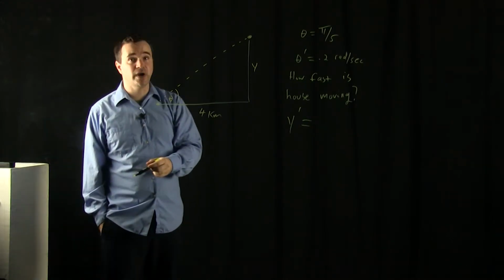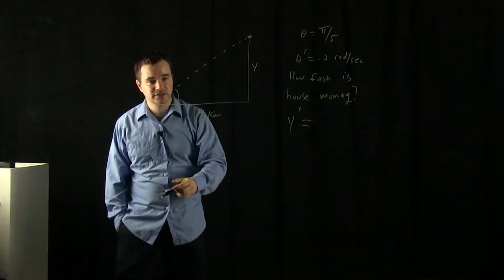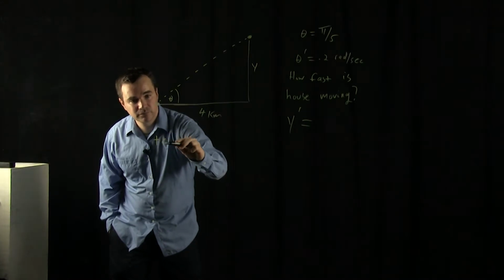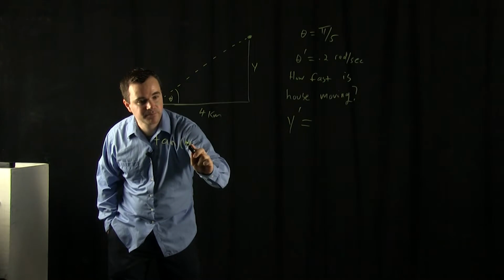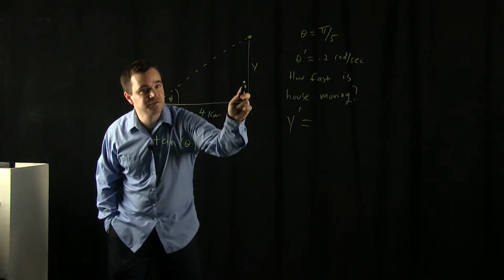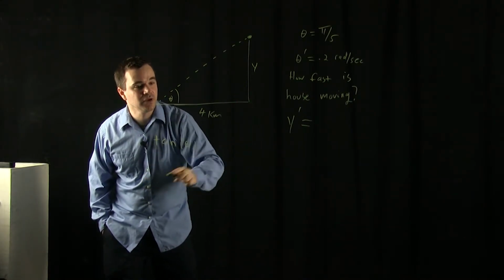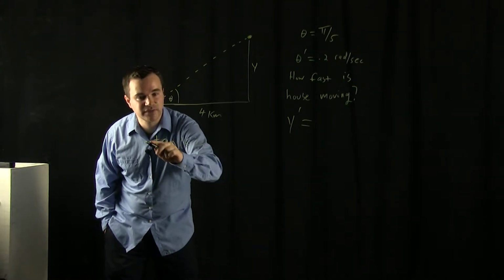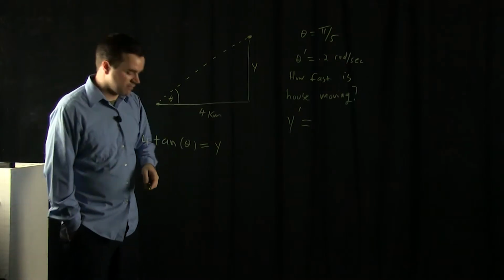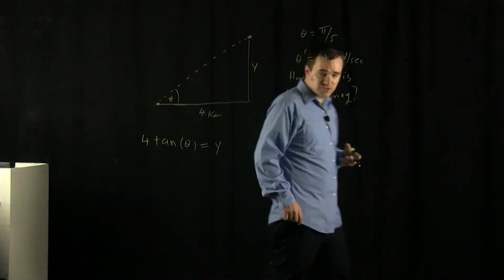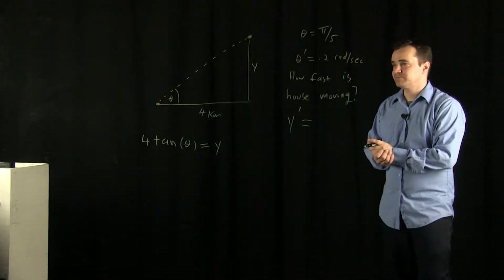So I may as well write down the equation that tangent, right? That's the function that deals with opposite and adjacent. So tangent of theta equals y over 4. And I'll just preemptively bring that 4 to the other side and put my y over there. Tangent theta equals y over 4, just rewriting the equation like that.